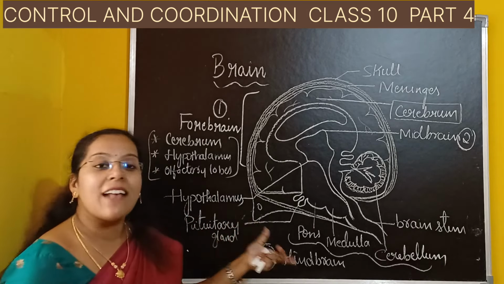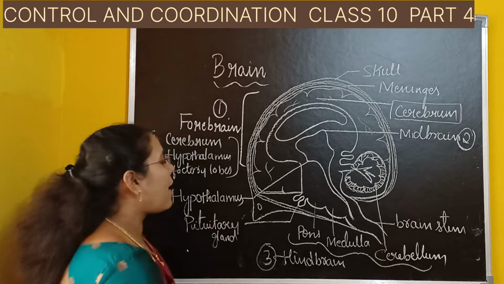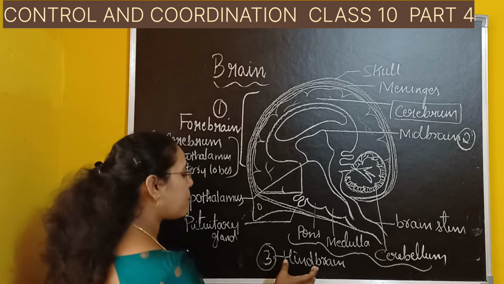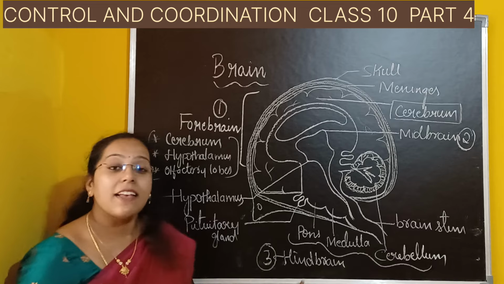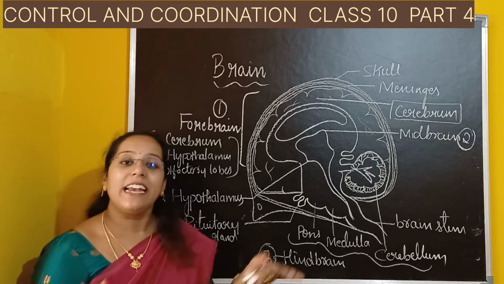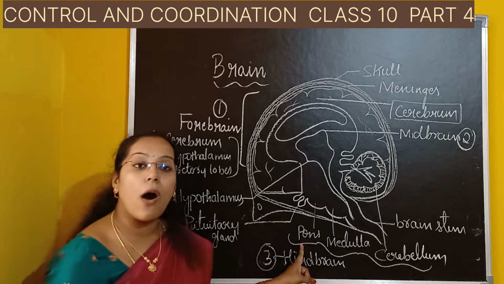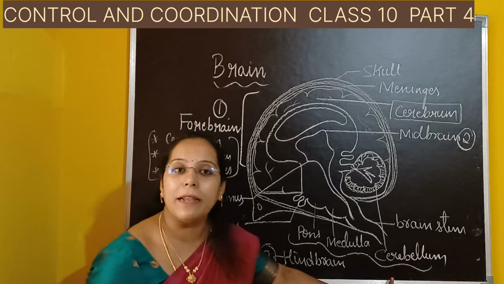Moving to the last part. The last part is the hindbrain. After explaining the hindbrain, I'll get into the pituitary gland. The hindbrain is the third part of the human brain. It is further classified into pons, medulla and cerebellum.